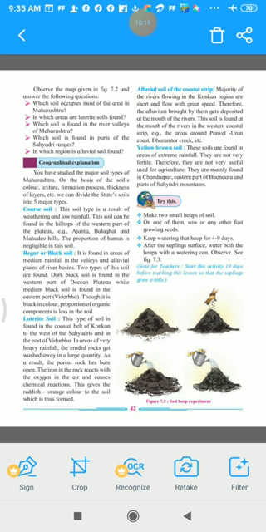Thus, this soil can be found in the hilltops of the western part of the plateau. So, where it is found? In the hilltops of the western part of the plateau. Example, Ajanta, Balaghat and Mahadev hills. The proportion of humus is negligible in this soil.